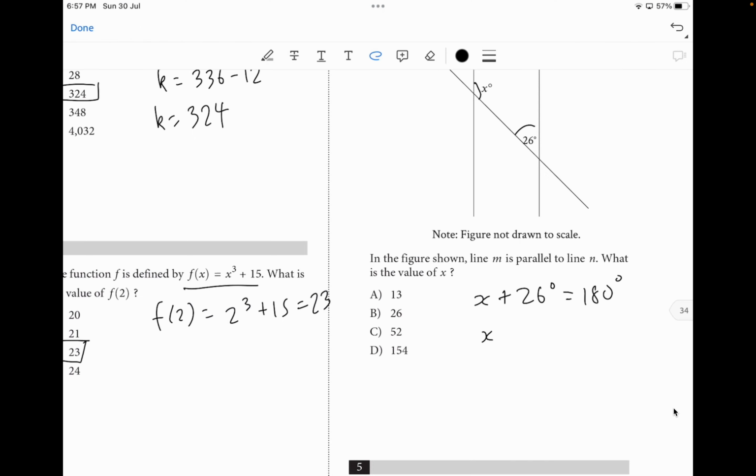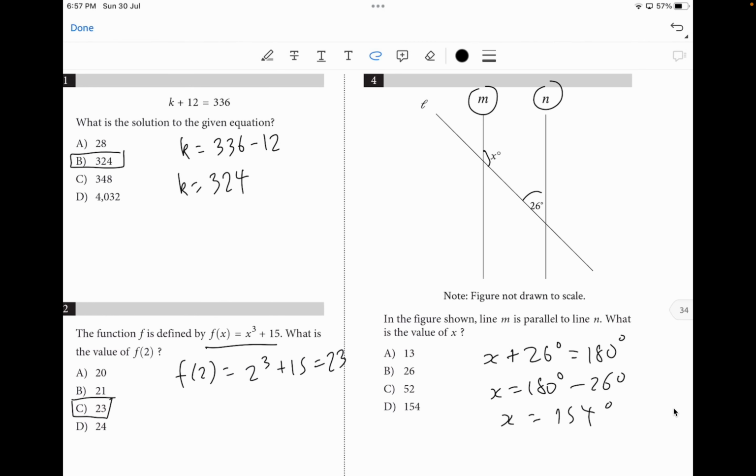So X is going to become equivalent to 180 degrees minus 26 degrees. So X is equivalent to 180 minus 26, which gives you 154 degrees. So for this 4th question, your answer is going to be D, 154 degrees.